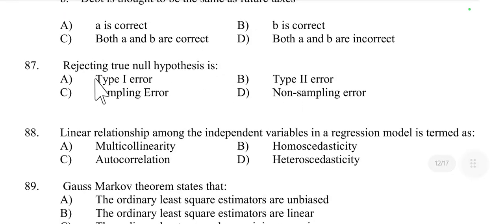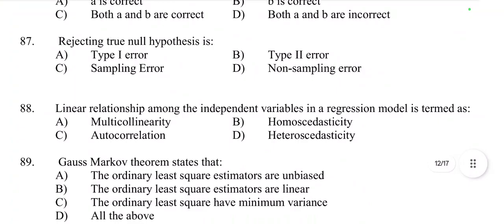Then question number 87, rejecting a true null hypothesis. When the null hypothesis is true but we reject it, it is called a type 1 error. And a type 2 error is when it is false but we accept it. Type 1 error: true but reject. Type 2 error: false but accept. So here, rejecting the true null hypothesis is a type 1 error.